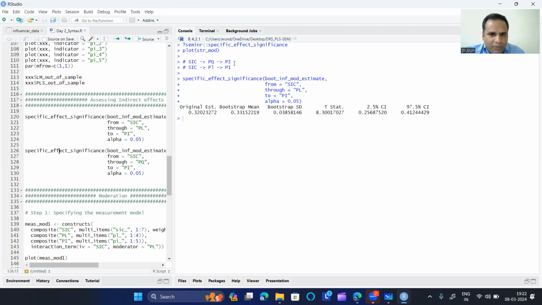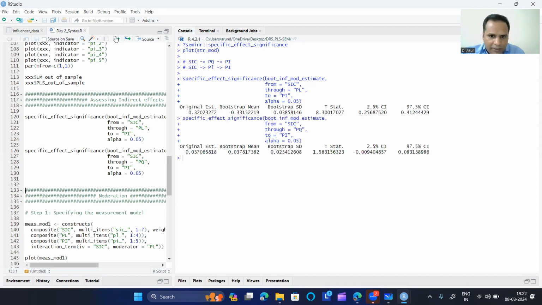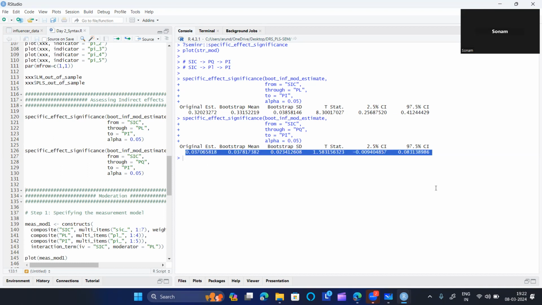Yes, okay. Now similarly check for line number 126. That is SIC, PQ, PL. I want to check for this, and this is the syntax. So let me run it. Yes. Is it significant? Okay. Afrin is there? No, Afrin is not there today. Sonam is there? Sonam? Yes, sir, I'm here. Is it significant?